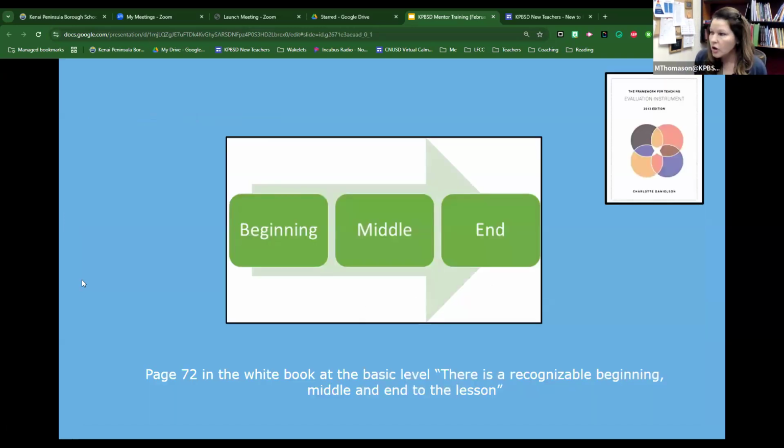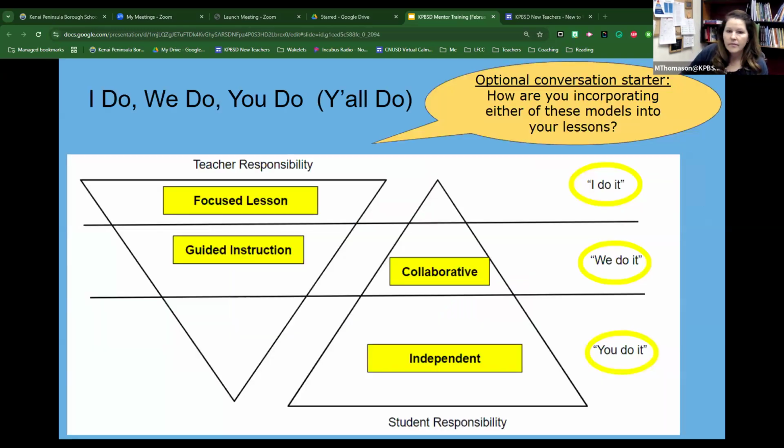So again, like I mentioned earlier, in the white book, Charlotte Danielson recommends that there is a recognizable beginning, middle, and end to a lesson. So that's definitely a lesson design, and that's what our evaluation instrument is looking for. If you're old school like me, you already know that I do, we do, you do model. And this is the model that Science of Reading encourages, and has a lot of research behind it.